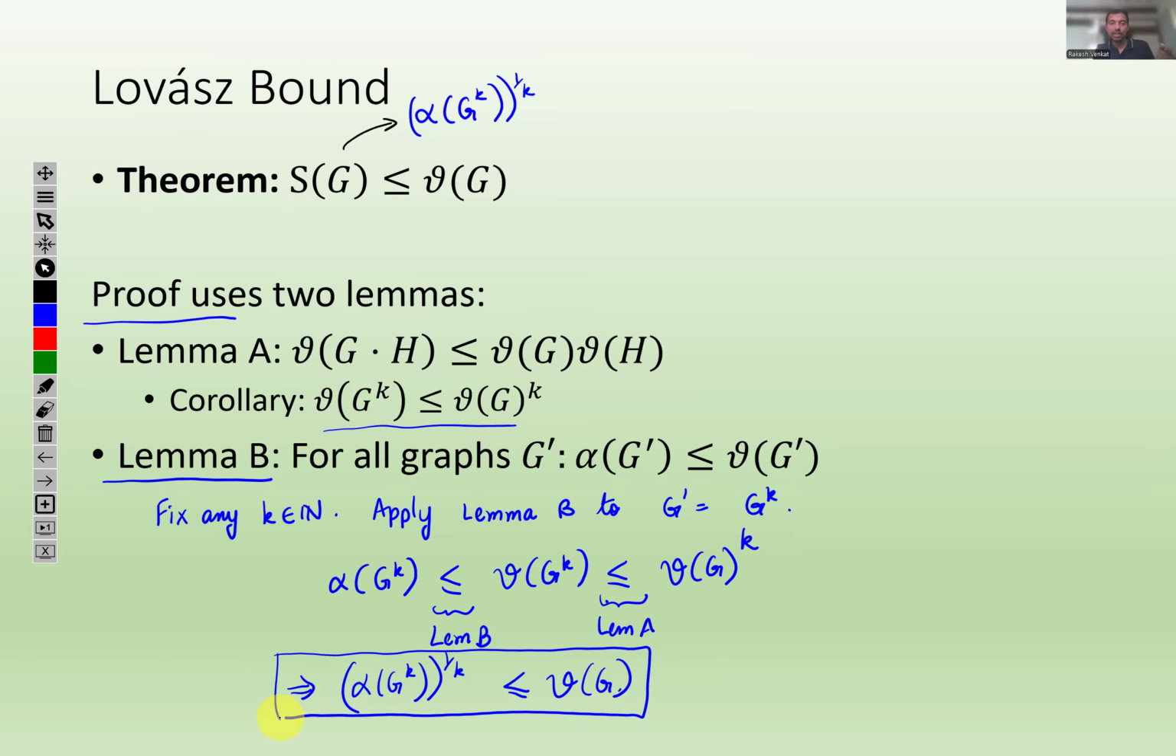Again, the key takeaway here is that the theta function of g has this nice multiplicative property that is very easy for us to handle in terms of graph powers, whereas alpha of g, the independent set size, did not have this. And the left-hand side is just S of g. So this finishes the proof of the theorem, assuming the two lemmas.